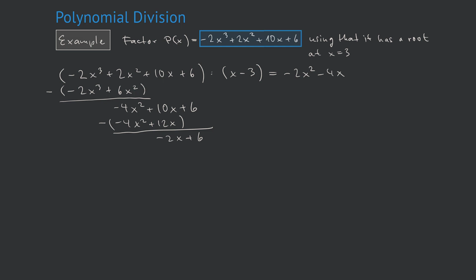And again we repeat the procedure by asking ourselves how many times does x fit into negative 2x. The answer is minus 2, so we have minus 2 here, and we perform the multiplication of negative 2 times x minus 3, which gives negative 2x, well, plus 6. And again, we are happy because the division worked out. We have 0 here. So the result of the polynomial division is this expression.